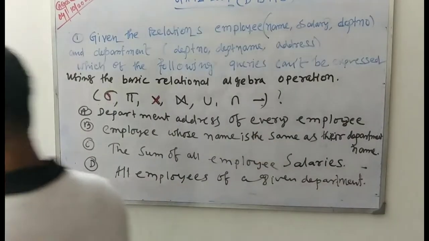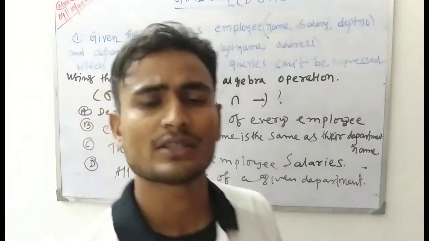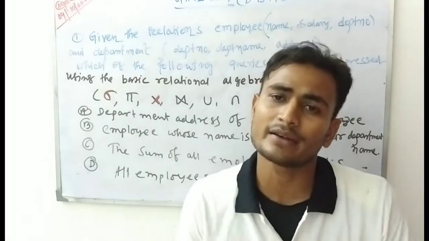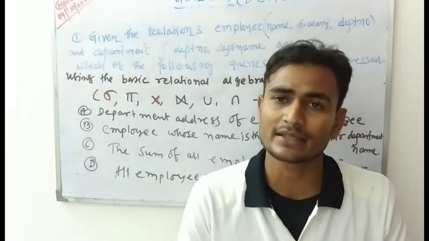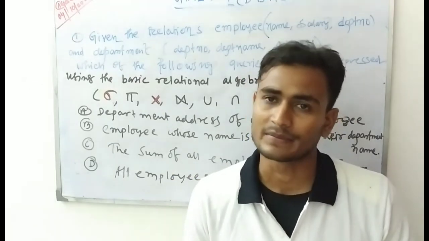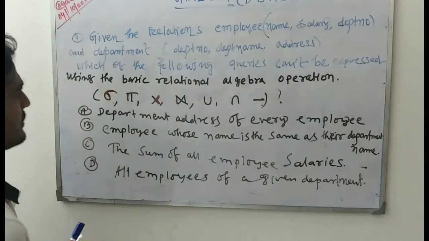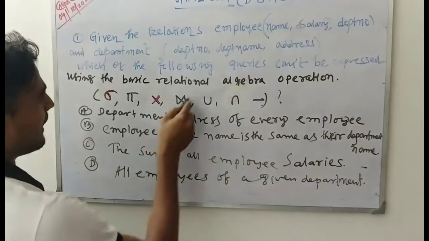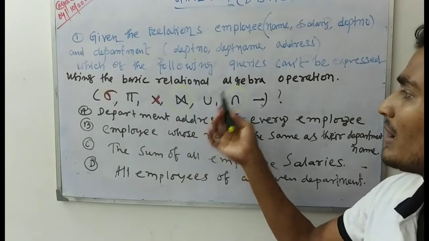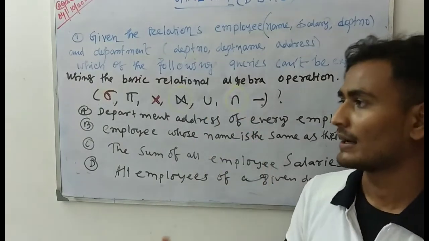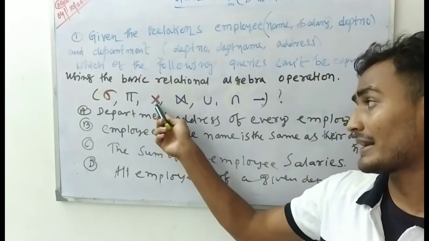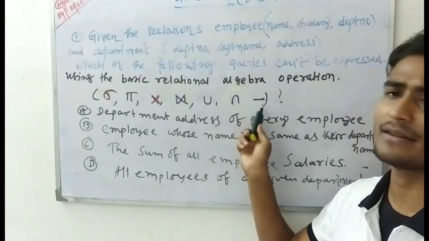So, what are the basic relational algebra operations? Relational algebra operations can be divided into two important types: one is fundamental operations, and the other is extended or derived operations. In this question we assume the basic relational algebra operations are selection, projection, Cartesian product, join, union, intersection and set difference.